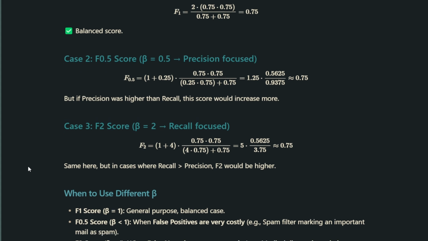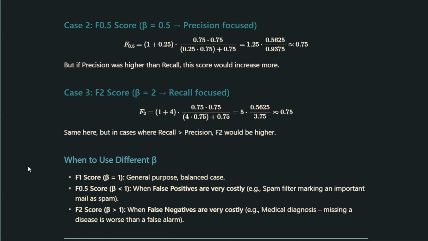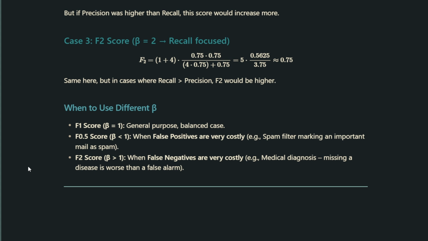F1 is balanced, a general purpose choice. F0.5 is for cases where false positives are costly, like a spam filter mistakenly deleting important emails. F2 is for cases where false negatives are costly, like medical diagnosis, where missing a disease is far worse than a false alarm. That's the real power of the F beta score. It adapts to the problem we care about.